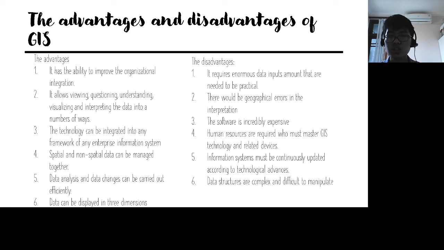The disadvantages, it requires an enormous amount of data input to be practical. There would be geographical errors in the interpretation. The software is incredibly expensive. Human resources are required who must master GIS technology and related devices. The information system must be continuously updated according to technological advances. Data structures are complex and difficult to manipulate.